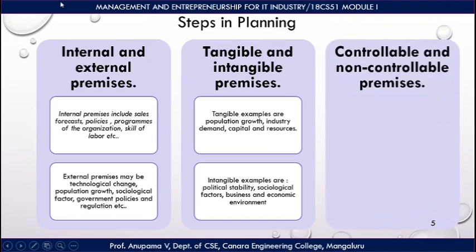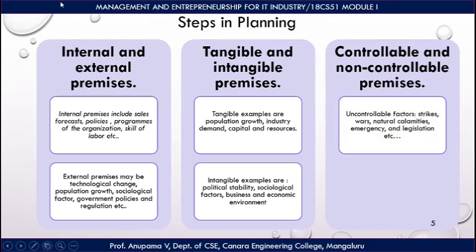Next, controllable and non-controllable premises. While some of the planning premises may be controllable, some others are non-controllable. Because of the presence of uncontrollable factors, there is a need for the organization to revise the plan periodically in accordance with the current development. Some examples of uncontrollable factors are strike, war, natural calamities, emergency, legislation, etc.